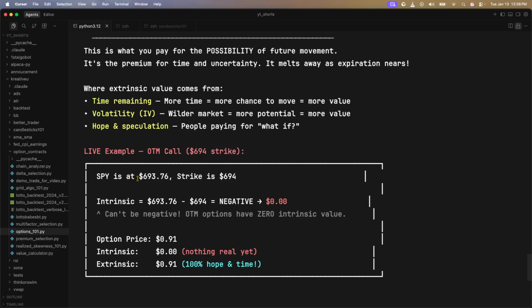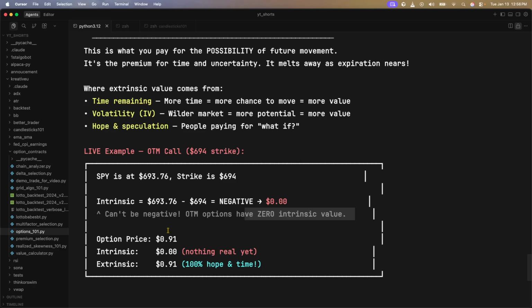So the current price of SPY is 693.76. The strike price is 694. So intrinsic is going to equal the stock price minus the strike price, and if that is negative, it can't be negative, so it's just always going to be zero. We're just going to default it to zero, right? So OTM have zero. I want you to remember this. OTM contracts have zero intrinsic value.